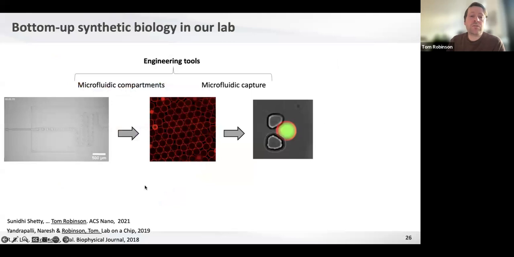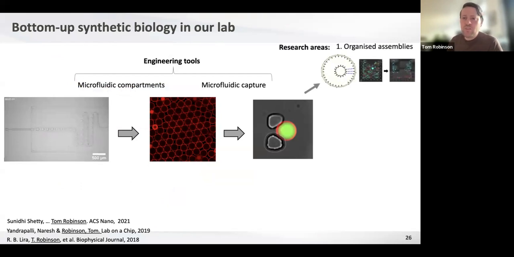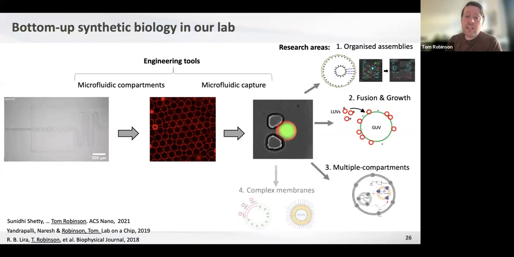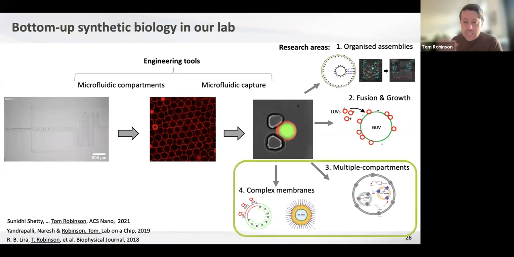So what do we do in this field? Well, we use engineering tools, namely microfluidics, in two main areas. We basically use them to create our compartments, and I will talk more about this later. And we also use them to capture our synthetic cells to then do manipulation and analysis. And within the field of bottom-up synthetic biology, we're interested in organized assemblies of tissues and synthetic cells. We're also interested in fusion and growth, multiple compartment systems, and finally, complex membranes. And as you've gathered from the title of this talk, I will be talking about the last two things for the majority of this talk.